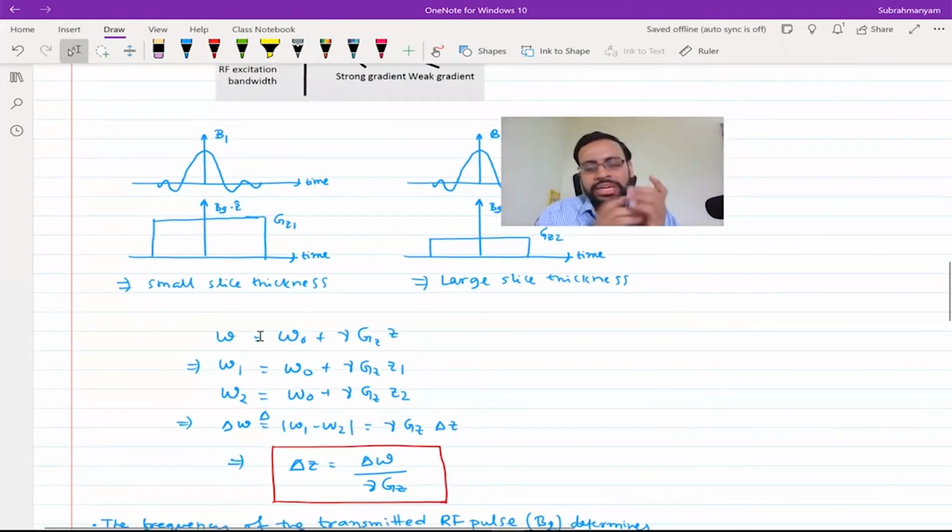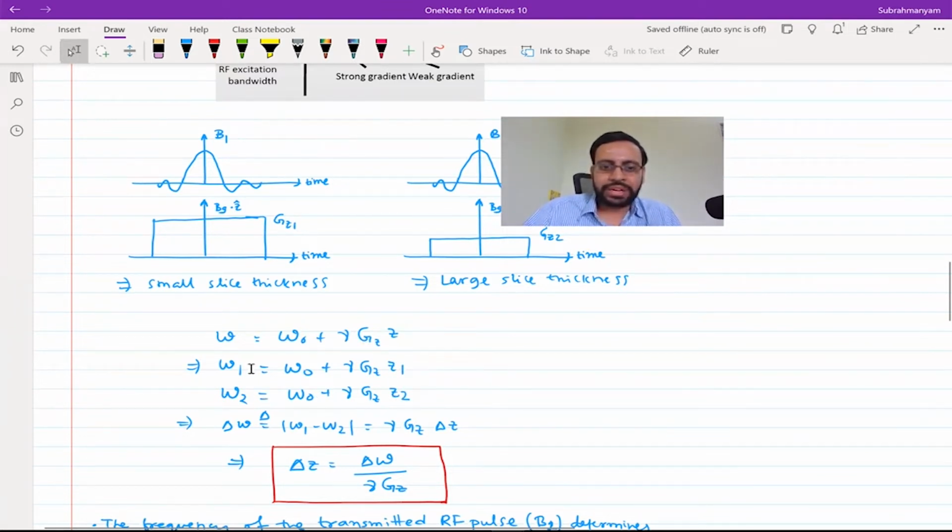Now for delta omega, let's say I go from omega 1 to omega 2. My delta omega will be the absolute difference of omega 1 and omega 2. So assume that at a Z1 location, it is resonating with a frequency of omega 1. At Z2 location in the z-axis, it is resonating with the frequency of omega 2. This relation is linear. So omega 1 equals omega naught plus gamma times Gz times z1, Gz is fixed now, so it's the z1 location, and then z2 location, omega 2.